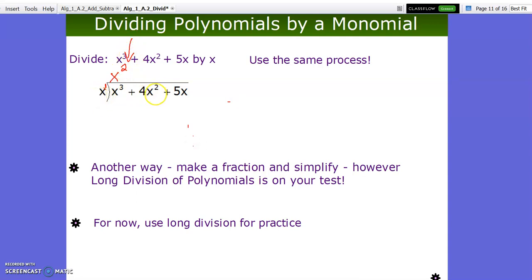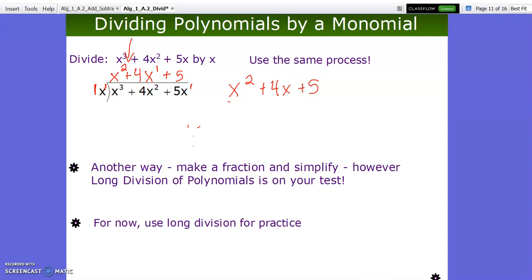How many times does x go into x squared? Let's just look at the variables. Well, again, I subtract my exponents. 2 minus 1 is 1, so I know I need an x to the first power, whether you write that little power up there or not. And how many times does 1 go into 4? 4 times. Positive. How many times does 1 go into 5? 5 times. And what's the difference of our exponents? 1 minus 1 is 0. Anything to the power of 0 is 1, so 1 times 5 is 5. So our answer is x squared plus 4x plus 5.